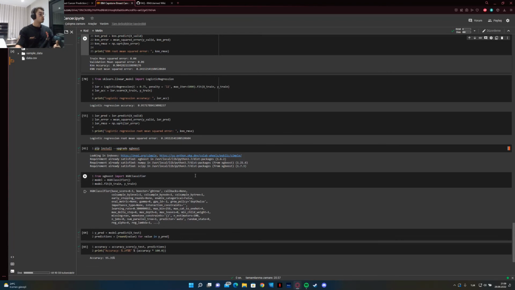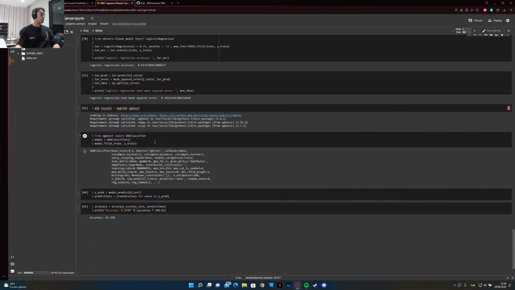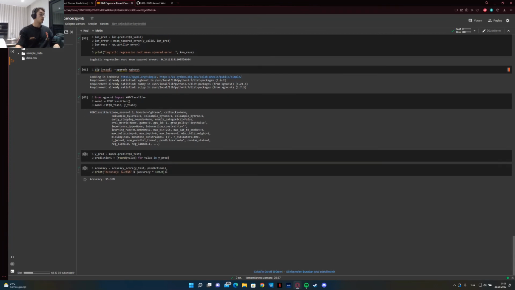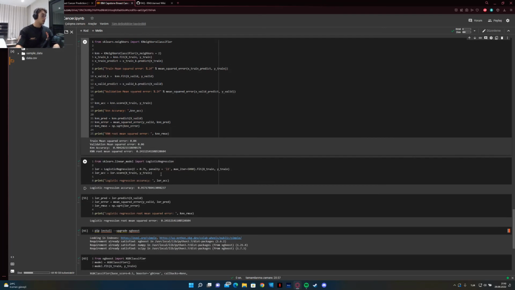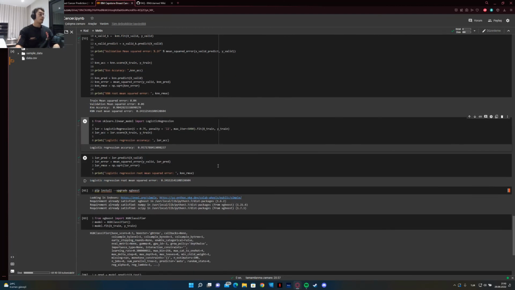I also looked at XGBoost. You can see I'm implementing and training it, and the accuracy was also good, but not as good as logistic regression. It was 95.25%. In logistic regression, it was 95.7. You can see that here. So I went with the logistic regression accuracy.